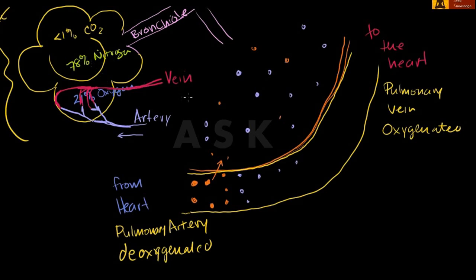What happens to the 78% of nitrogen that's sitting here? There's just a ton of nitrogen over here, more than the oxygen and a lot more than the carbon dioxide. What happens to all of these nitrogen molecules?